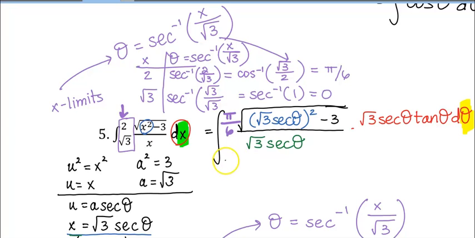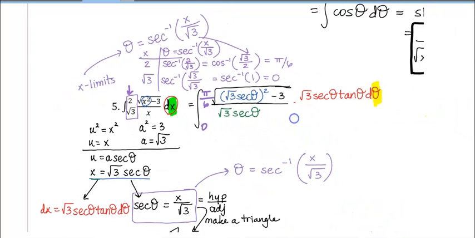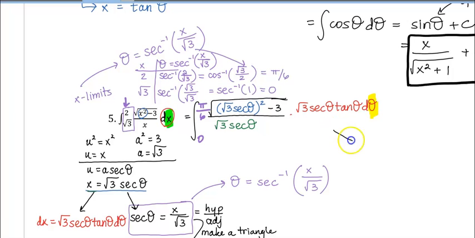So I want to pause here and encourage you all. If you have any questions about how I'm getting those new x limits, please do take a second and shoot me an email. I'm more than happy to meet with you on Zoom to go over that change in limits.